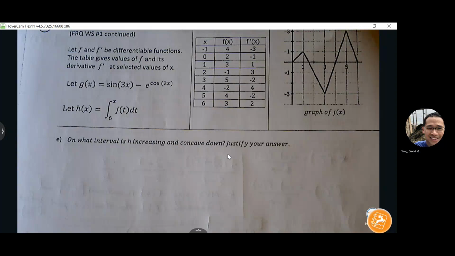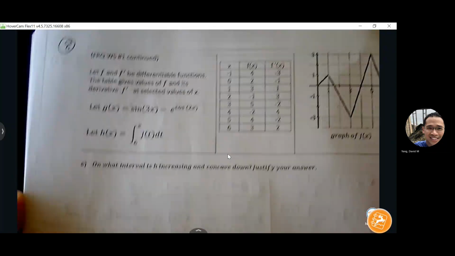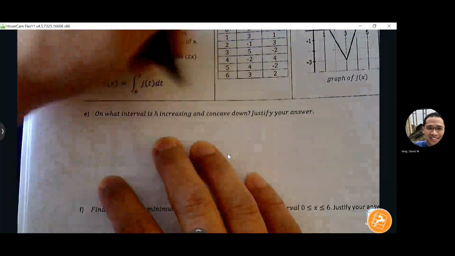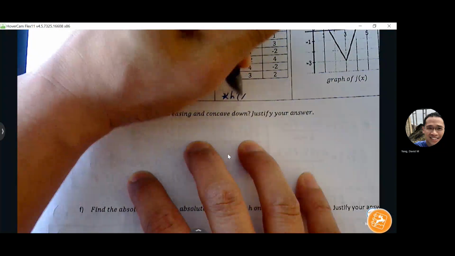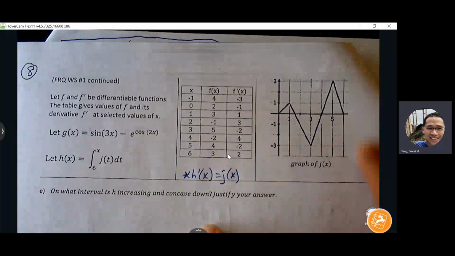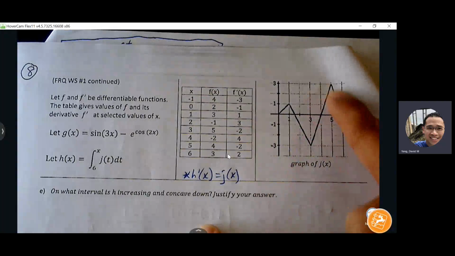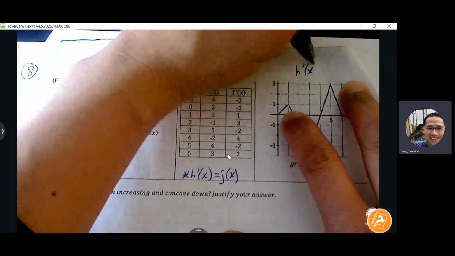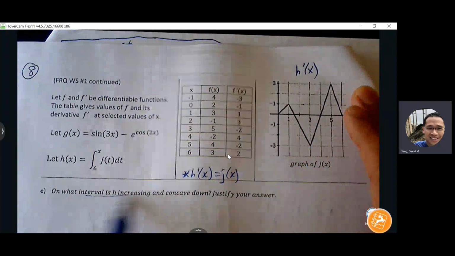Okay, so H. Now, from the previous page, what did we gather? We say that H prime is equal to J of X, right? So I want us to kind of keep that in mind here. We know that H prime, so really, this is J of X, but this is really the derivative graph of H, right? This is basically the H prime graph. So if you want, you can just call this the H prime graph. And it says, on what interval is the H increasing and concave down?